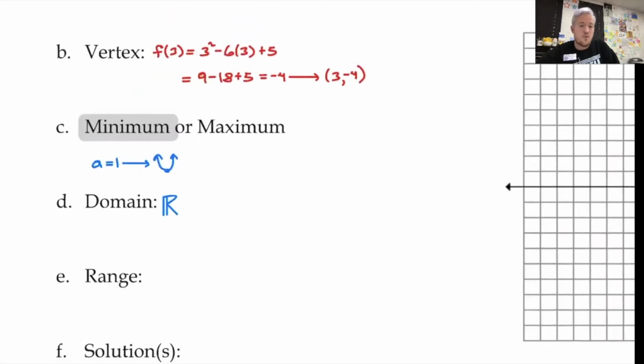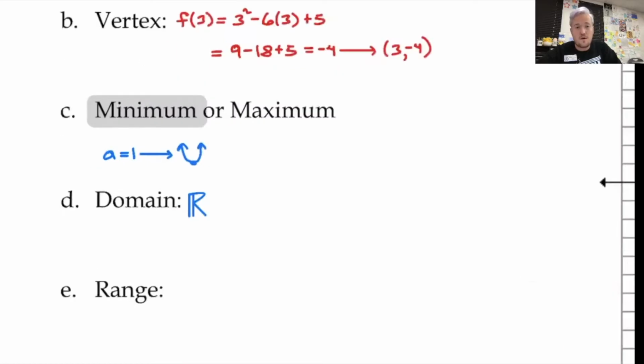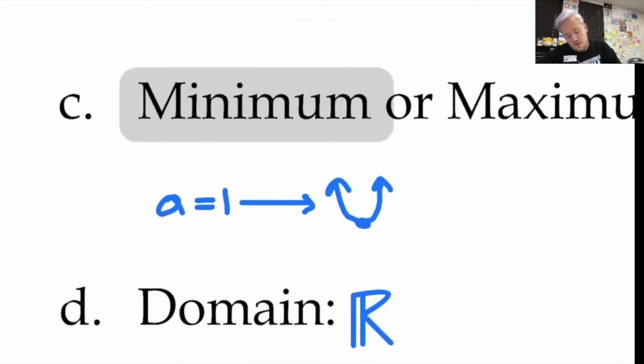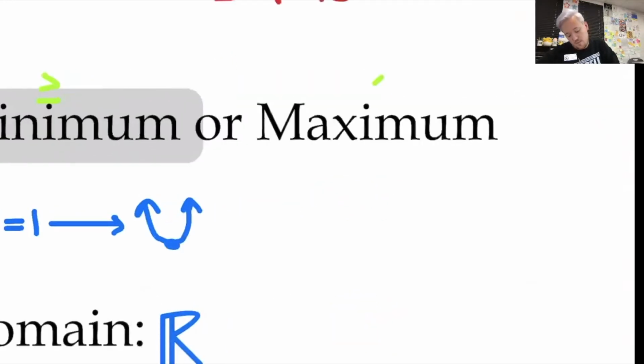All right, and then your range is always dependent on the y value of your vertex. Keep in mind, because we have a minimum, that means we want everything that is greater than or equal to. Whereas if it was a maximum, we'd want everything less than or equal to.